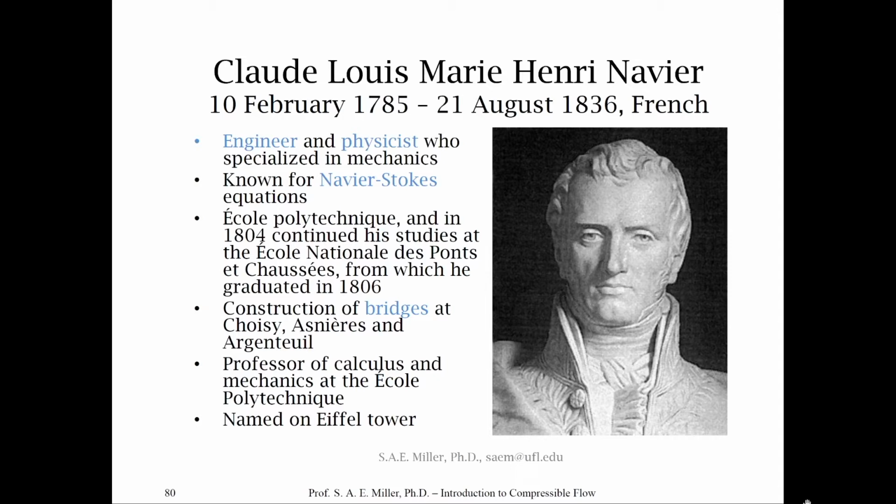He was an engineer and physicist who specialized in mechanics, and today he's probably most well known for the Navier-Stokes equations. He worked and studied at the École Polytechnique, and then the École Nationale des Ponts et Chaussées, from which he graduated in 1806. In fact, he was really a civil engineer, and he constructed bridges, some of which still stand today at a few different locations. He eventually became a professor of calculus and mechanics at the École Polytechnique, which still exists today. If you visit the Eiffel Tower today, you can look at the names engraved on it, and he is one of the names engraved on the Eiffel Tower. There's his statue today, so we have an idea of what he looks like.